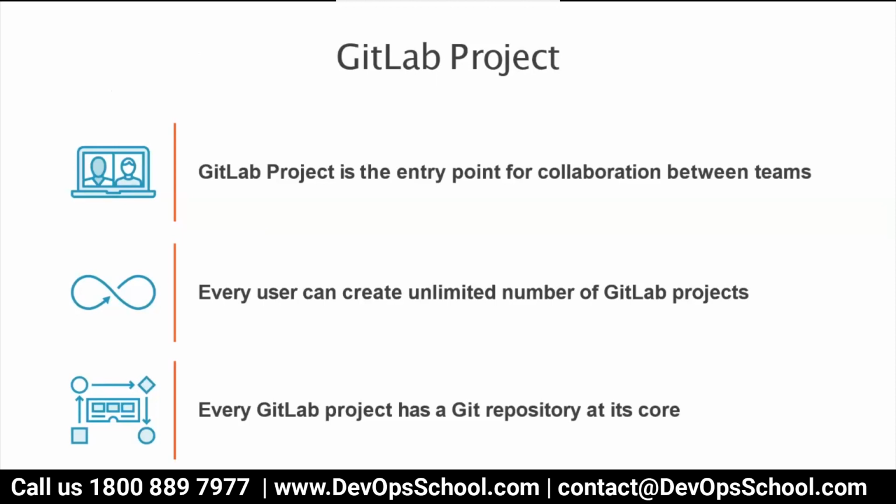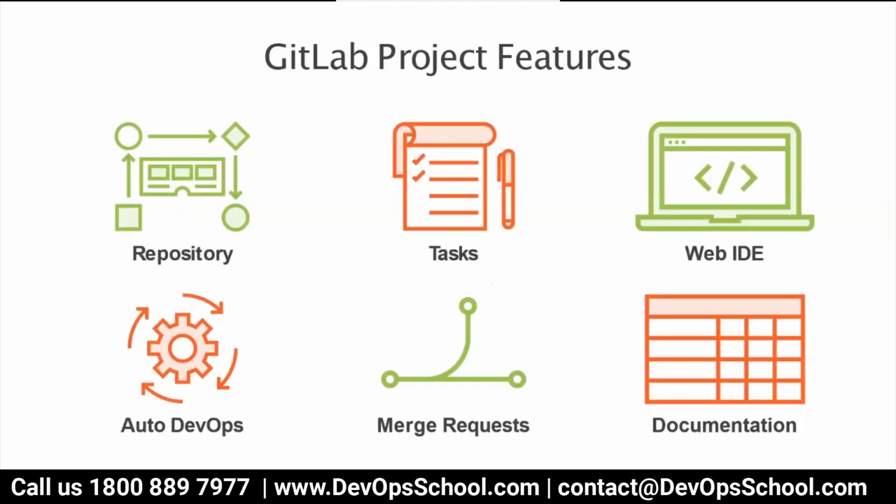Okay, so any number of projects can be created. So, GitLab project features. Yes, each project has a repository. Each project will have a task. IDE means Web IDE, where you can modify the code online. And Auto DevOps means CI/CD and merge requests. I'll talk about all this, and wiki documentation. Okay, so this task means issues, which I'll talk about in some time.